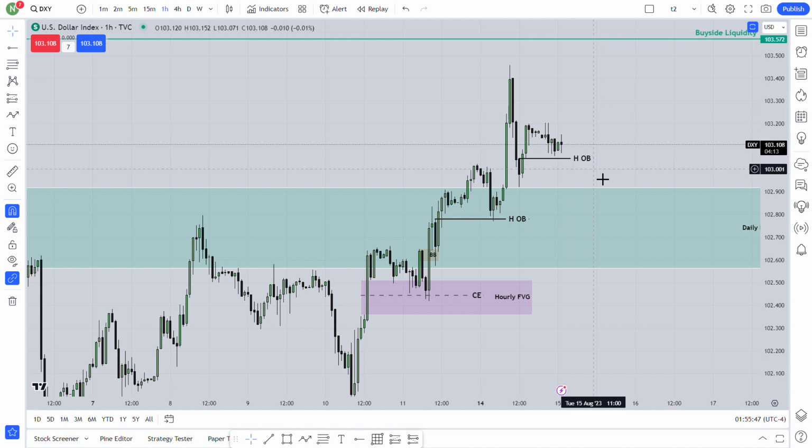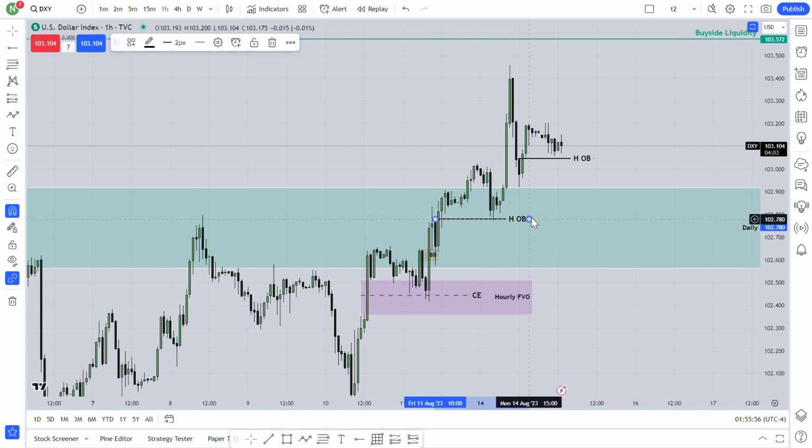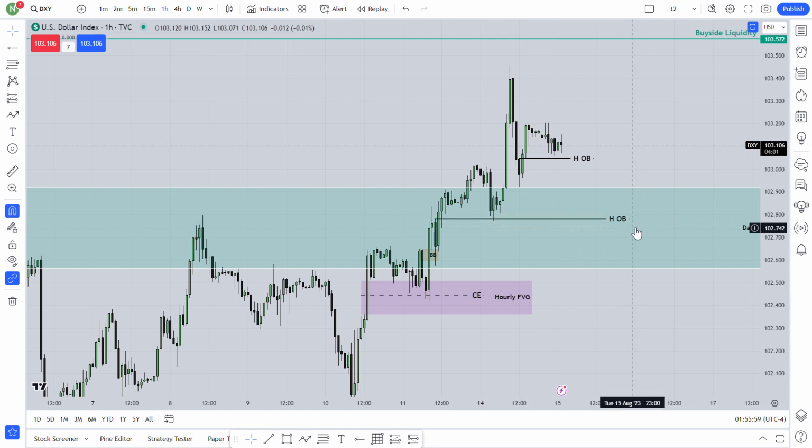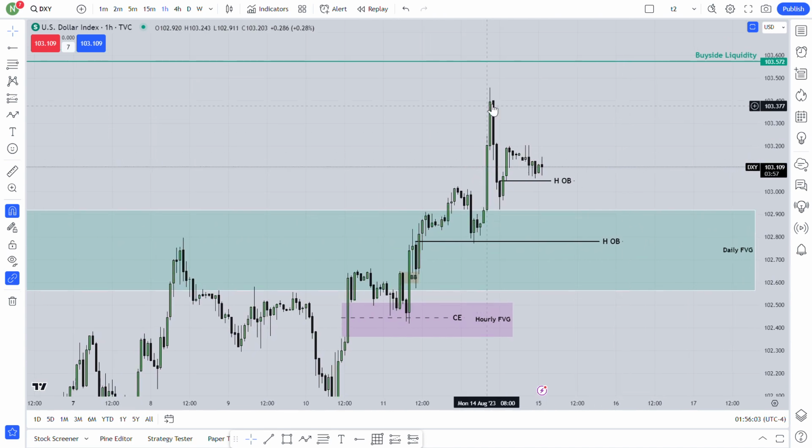But what else can it do? You see, this daily fair value gap high or this order block, it can retrade. It's possible it can retrade, but I don't want to see that, because this expansion is huge, and there is a fair value gap over here. The market has already responded to that fair value gap on time. So I'm thinking that this order block should respect it.